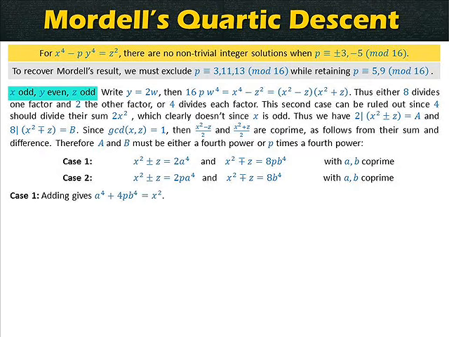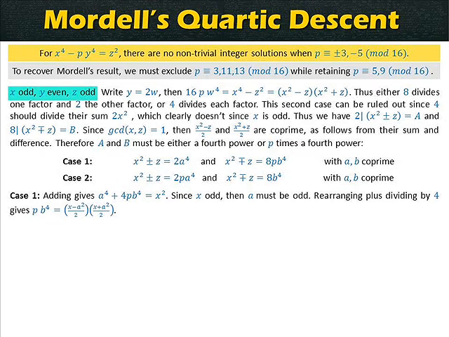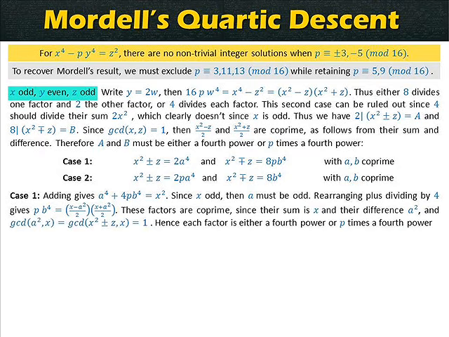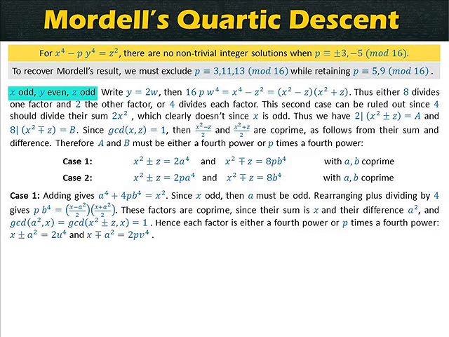Case 1. Adding the equation gives a raised to the fourth plus 4 times p times b raised to the fourth equals x squared. Since x is odd, then a must be odd. Rearranging this plus dividing by 4 gives that p times b raised to the fourth equals x minus a squared over 2 times x plus a squared over 2. These factors are coprime. Hence, each factor is either a fourth power or p times a fourth power.